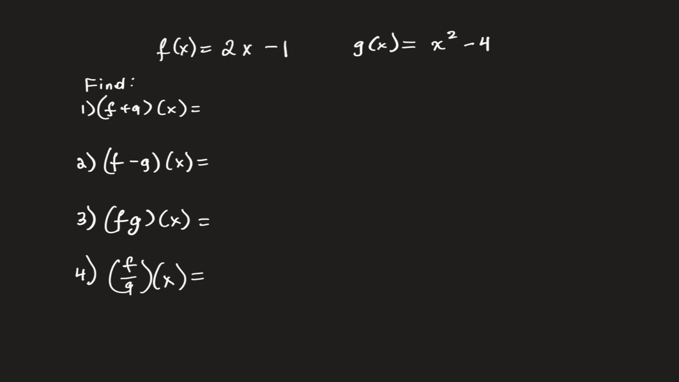So in the first one, we have to add functions f and g together. So f of x, again, is this. I'm going to write it as 2x minus 1 plus g of x, which is this function, x squared minus 4. And I'm simply going to combine like terms to get x squared, which is all by itself, 2x is also by itself, and negative 1 and negative 4 give me negative 5.